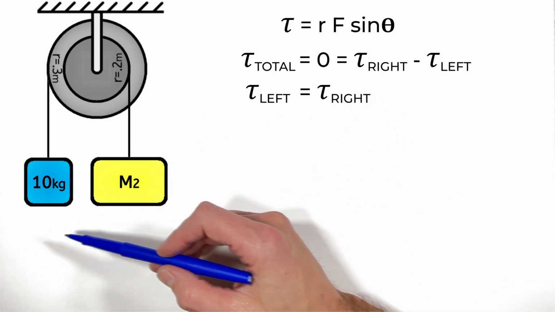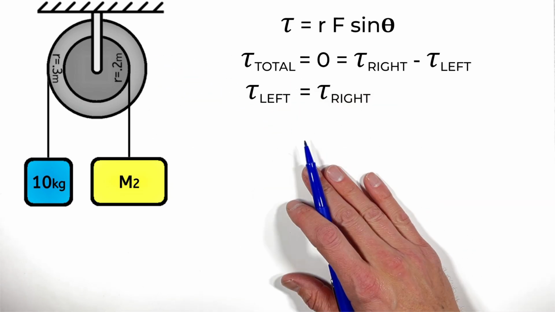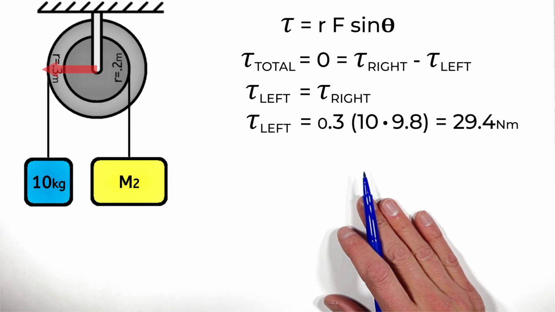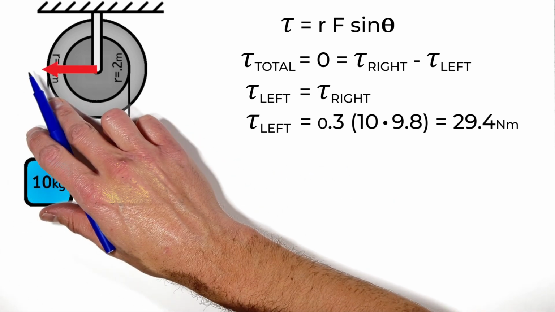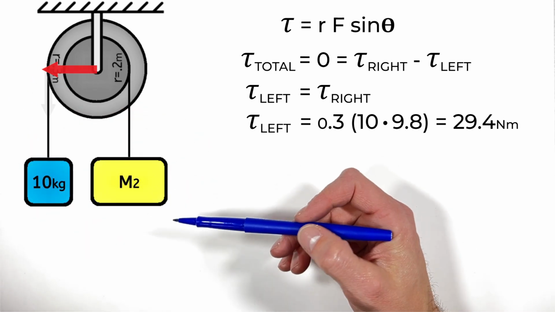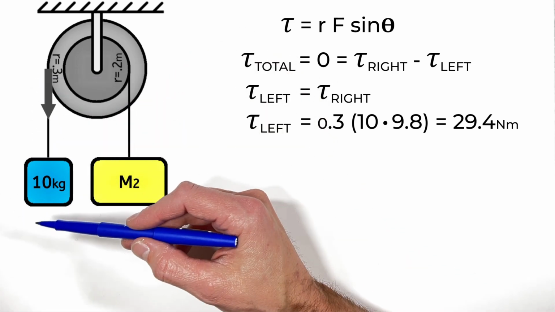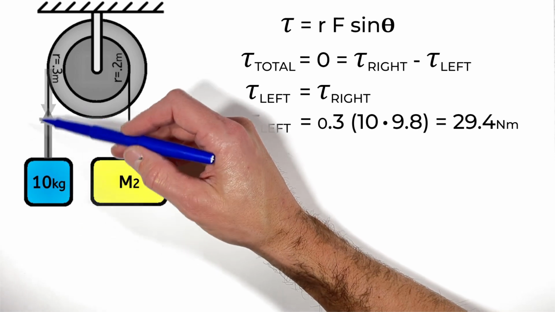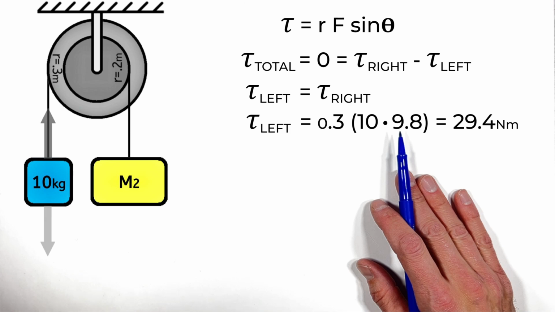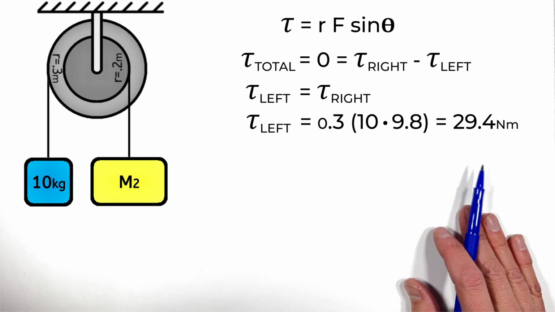Now that doesn't mean our two masses are going to be balanced because they're acting at two different radii. But if we go back over here, using our equation for torque, the torque on the left is going to be the radius. That's the distance from the pivot to where the string is attached to the pulley. That's a distance of 0.3, multiplied by the force or the tension in this string. Now because this mass is just sitting here in equilibrium, the tension in this string is going to be equal to the weight of the block. That is 10 times 9.8. So we find that the torque by this left mass is 29.4 Newton meters.